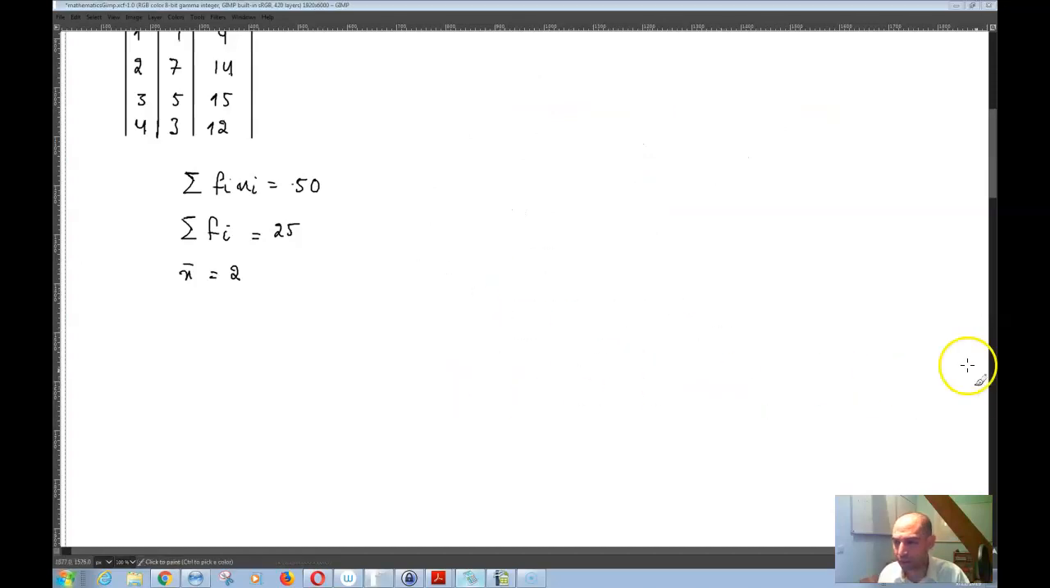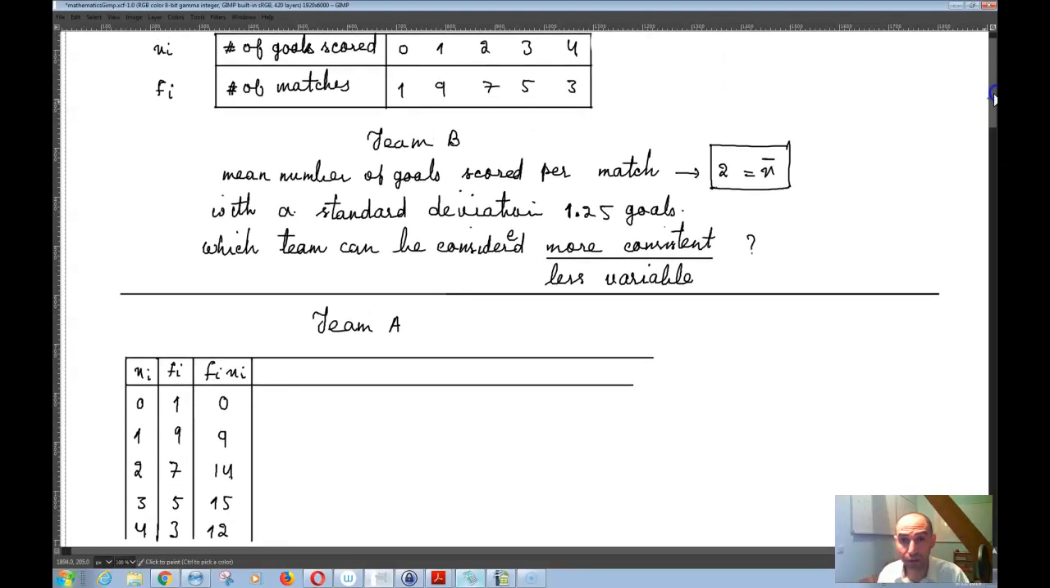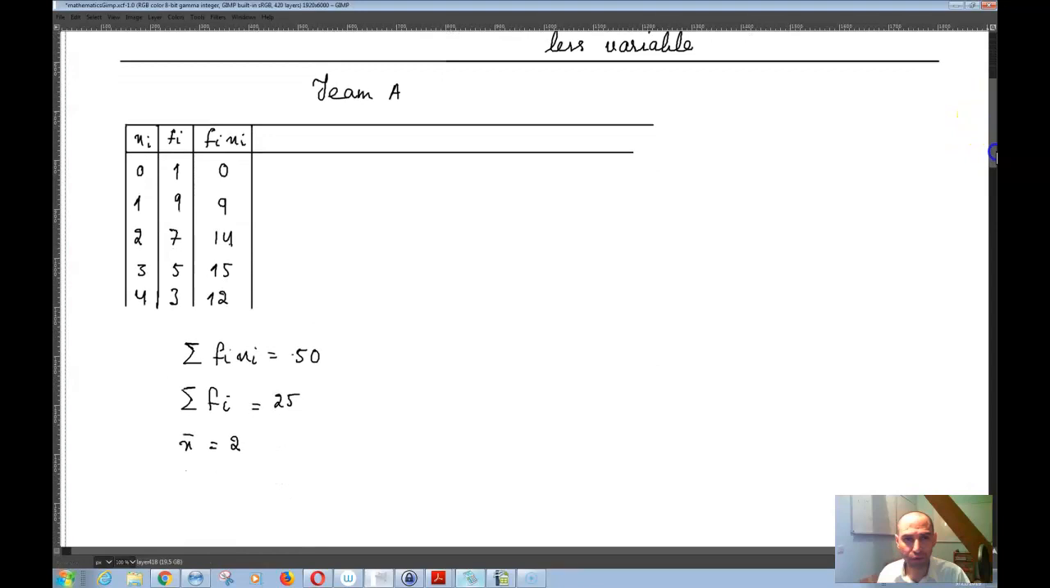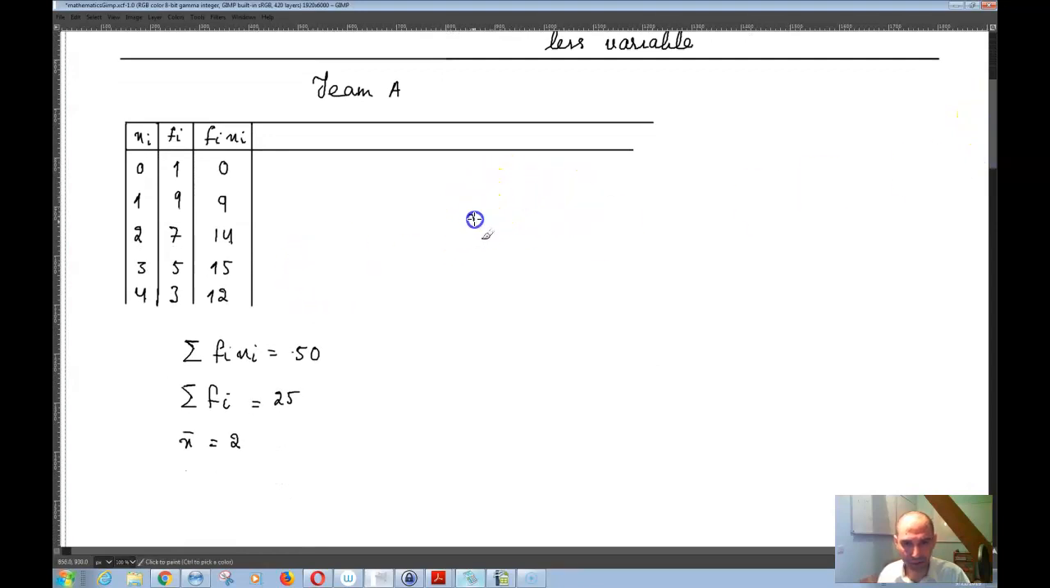Now the sigma over here has already been calculated as 1.25. Now the sigma over here can be calculated, and you know that sigma squared is equal to, let me see, I always mix these up.